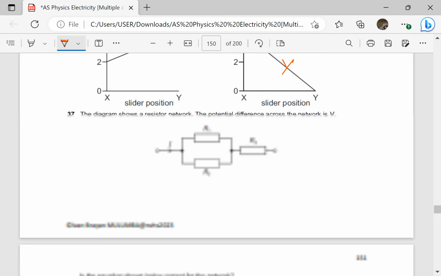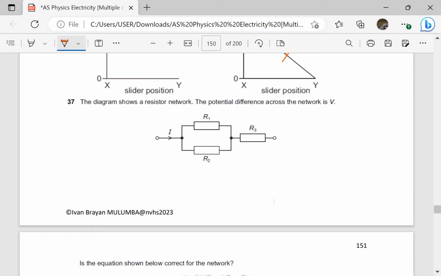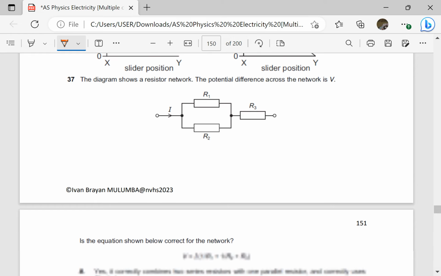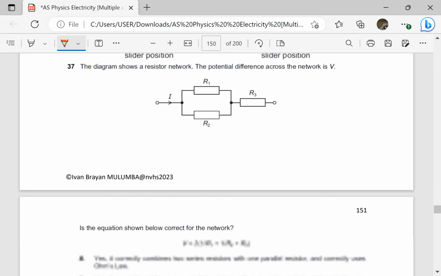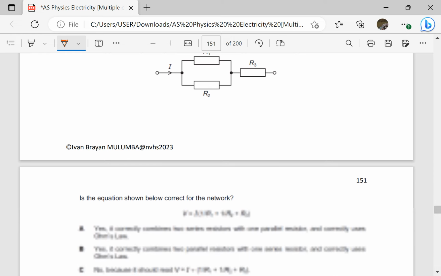The diagram shows a resistor network. The potential difference across the network is V. Is the equation shown below correct for the network?